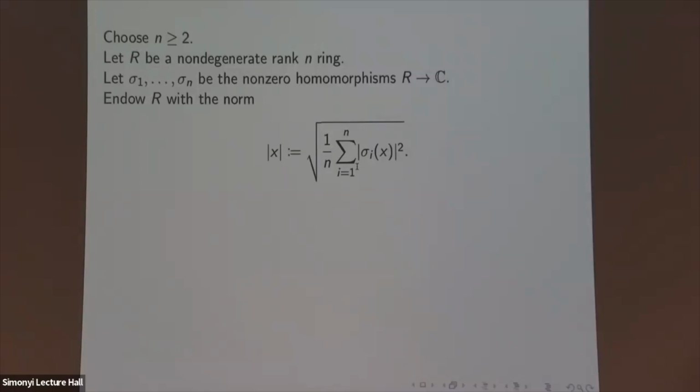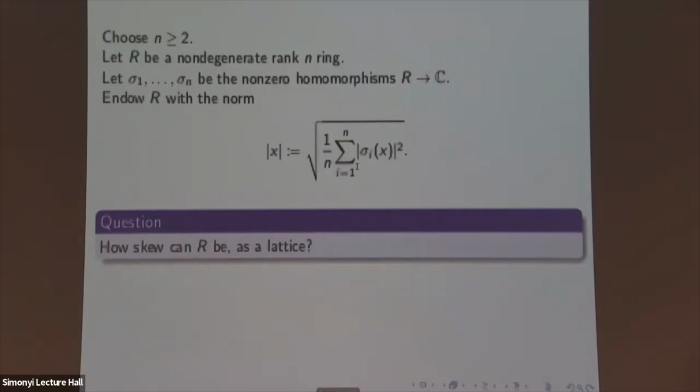Okay, so now that we've endowed R with this norm, it presents R as a lattice. And I will interpret the question, what does R look like, in the following way. How skew can R be as a lattice? In the space of lattices, where do the ones that we get from rank n rings sit?